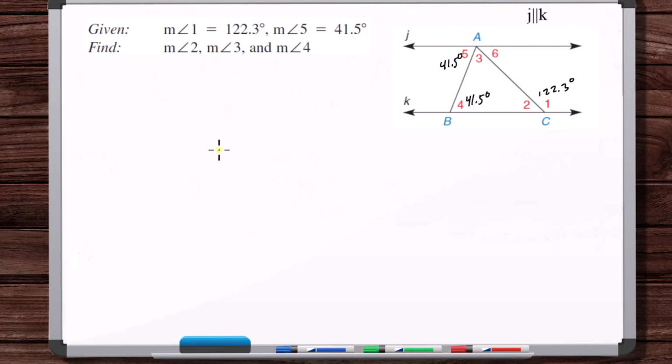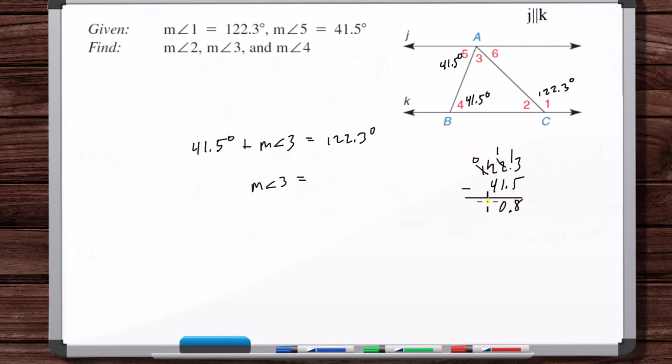And we can see that. So 41.5 plus the measure of angle 3 is going to be 122.3, opposite interior angles. So measure of angle 3 is, you have 122.3 minus 41.5. So 80.8 is the measure of angle 3.